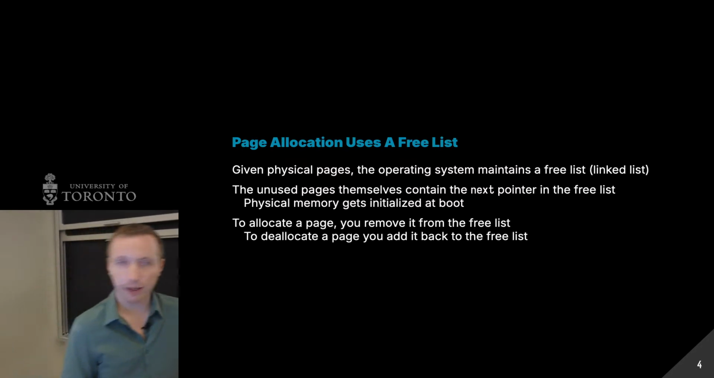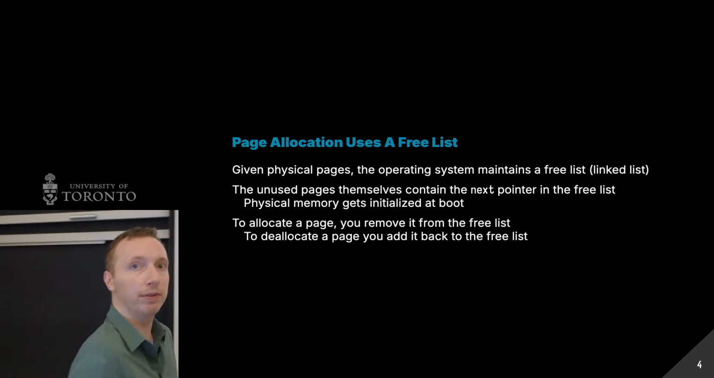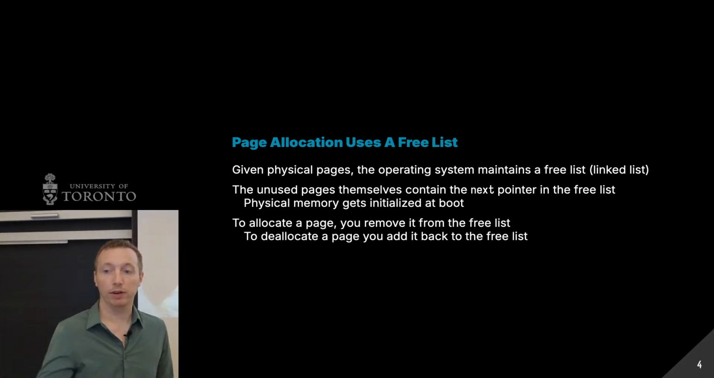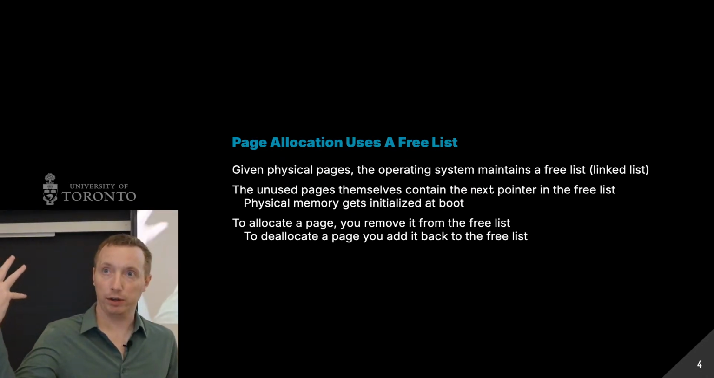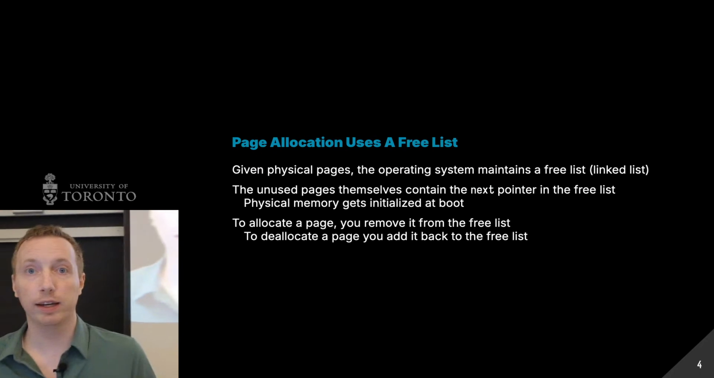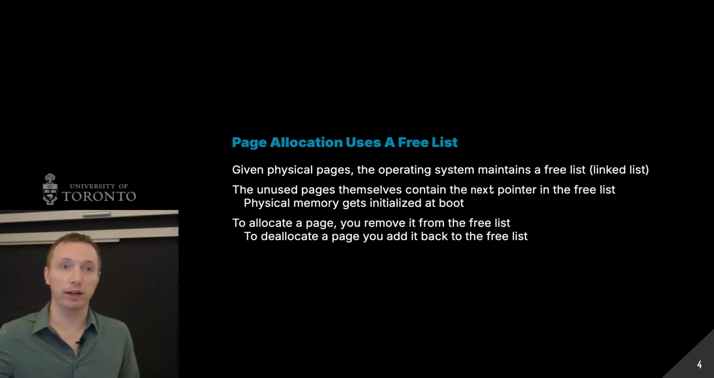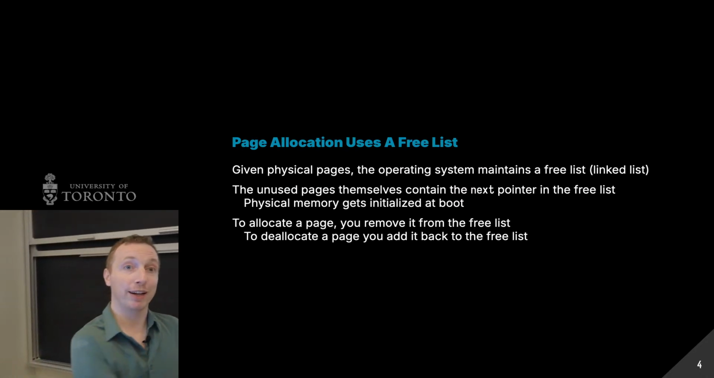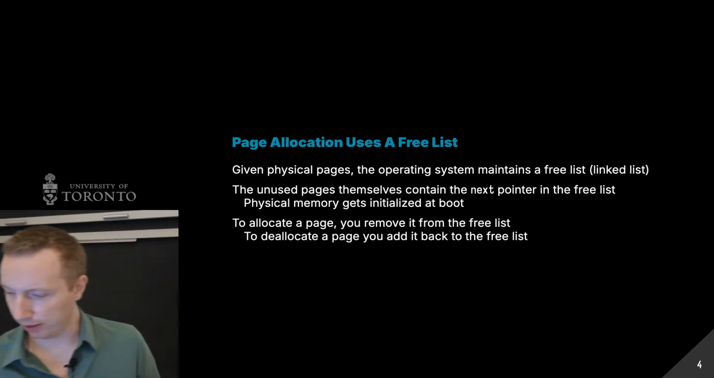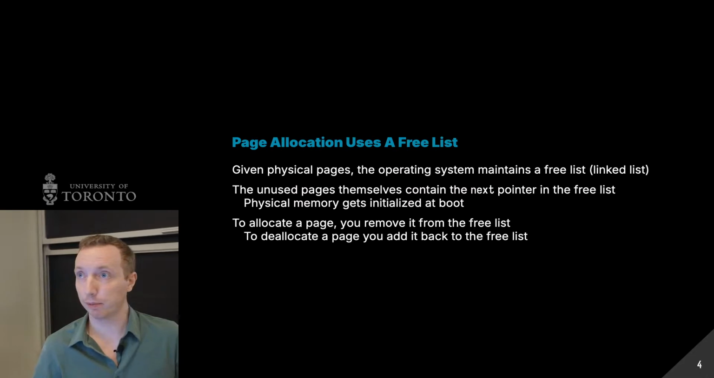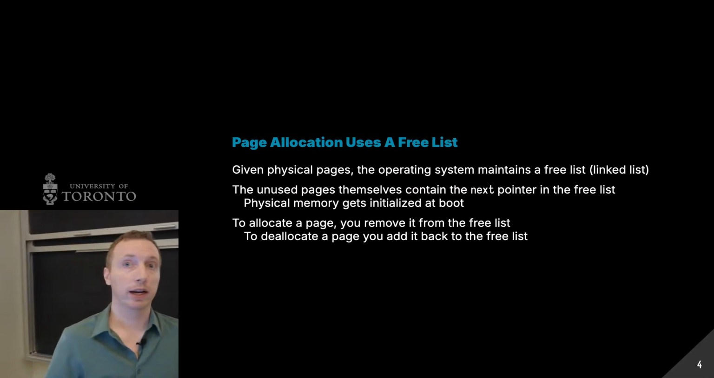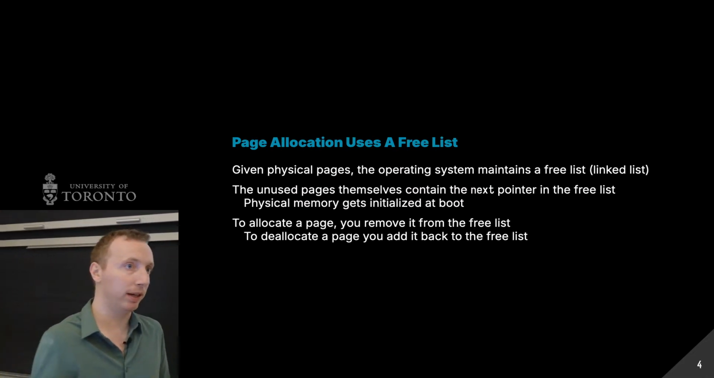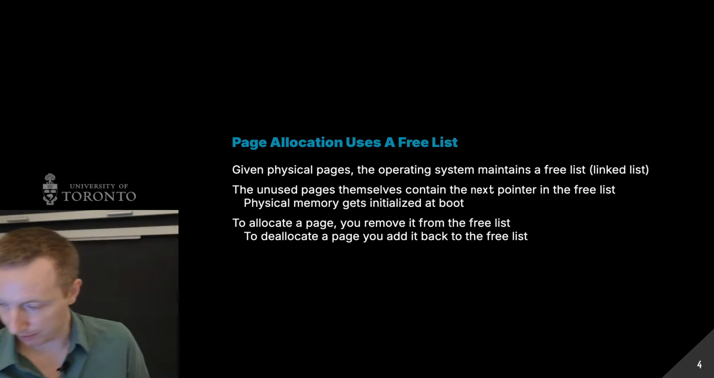And then to allocate a page, it is very easy for the operating system. It just removes it from the free list and uses it as a page. To deallocate it, all it does is say, okay, you're not using it anymore, add it to the free list. So memory allocation is really easy if everything is the exact same size and one is as good as any other, and you don't have to worry about it being contiguous or anything like that.